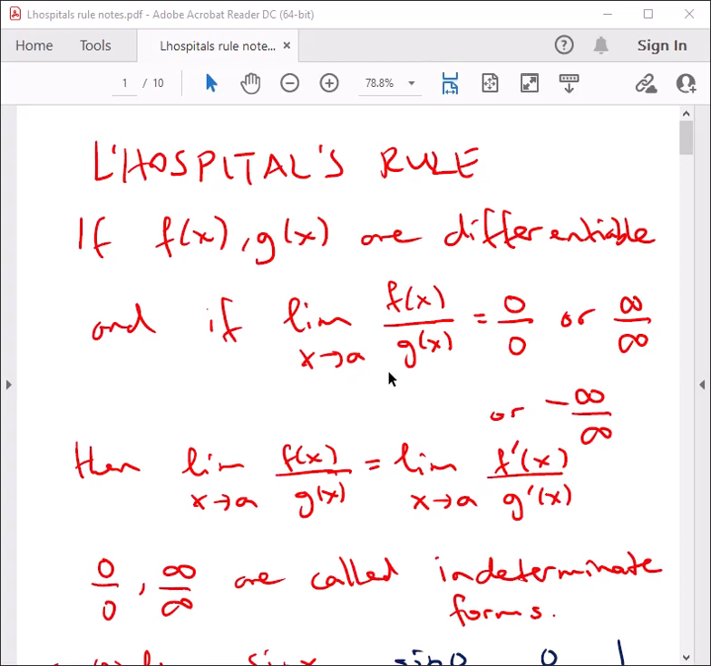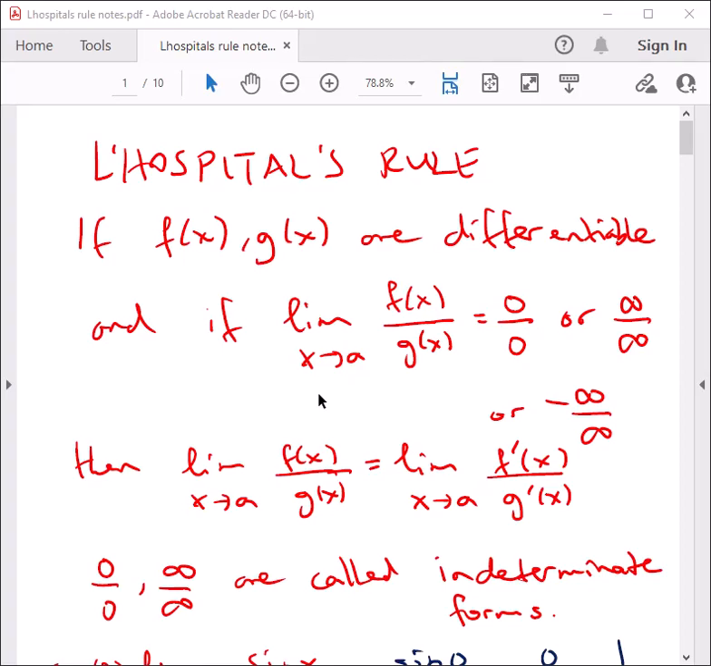of f over g as x goes to a gives us 0 over 0 or infinity over infinity, or maybe minus infinity over infinity, same, then this limit f over g as x goes to a is just equal to the limit still x goes to a, but this time f prime over g prime. So we take the derivative of the top and then we divide by the derivative of the bottom. So be careful here, this is not quotient rule, this is L'Hopital's rule.